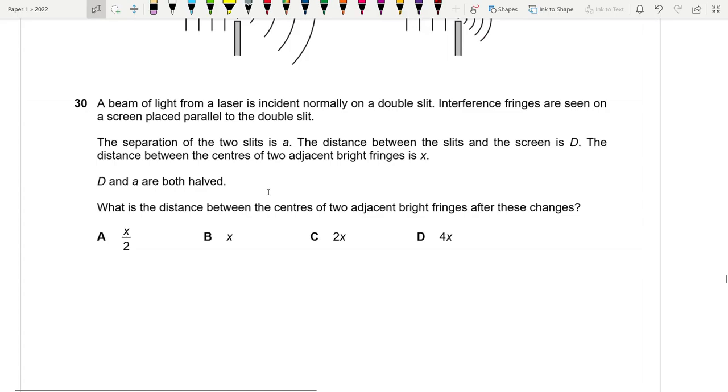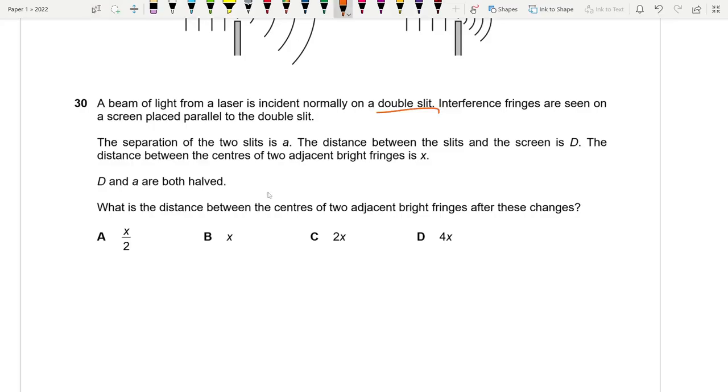A beam of light from a laser is incident normally on a double slit. Interference fringes are seen on a screen placed parallel to the double slit. The separation of the two slits is A. The distance between the slits and the screen is D. The distance between the centers of two adjacent bright fringes is X. D and A are both halved. What is the distance between the center of the two adjacent bright fringes after these changes?